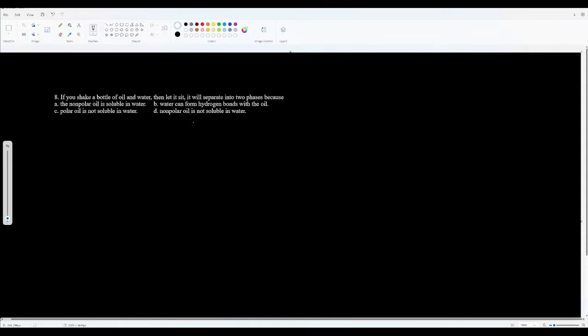So what A is asking: if you shake a bottle of oil and water and let it sit, it'll separate into two phases because one is polar and one is nonpolar. So what does that tell us? D, the nonpolar oil is not soluble in water, because remember, water is a polar solvent. Oil is not. Like dissolves like, and these are not alike. So D would be the answer, and water cannot form hydrogen bonds with the oil because oil is primarily C and H.